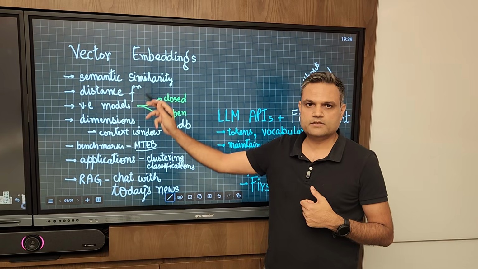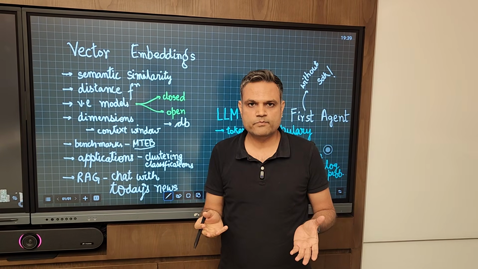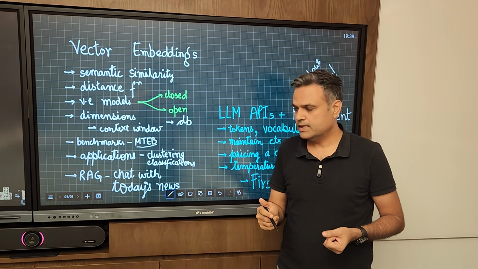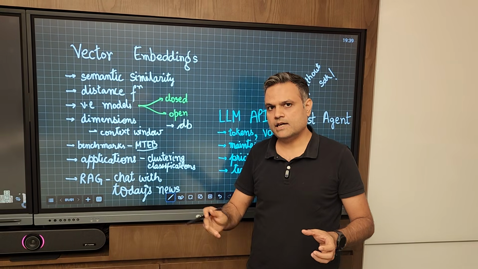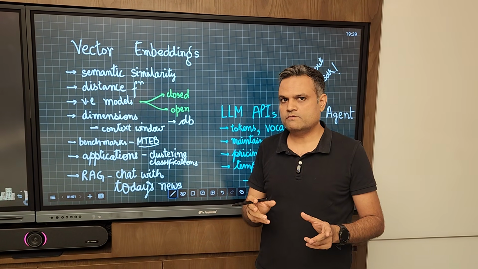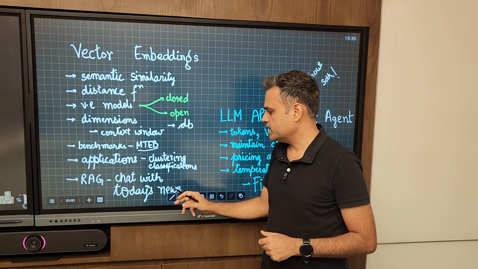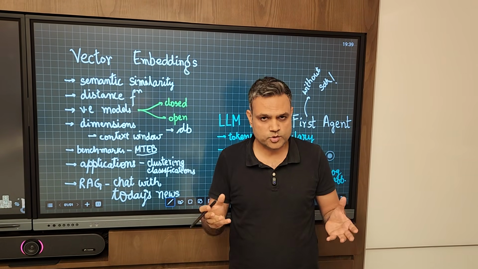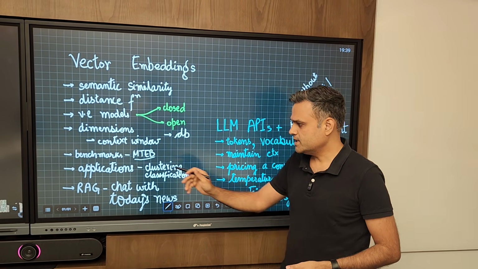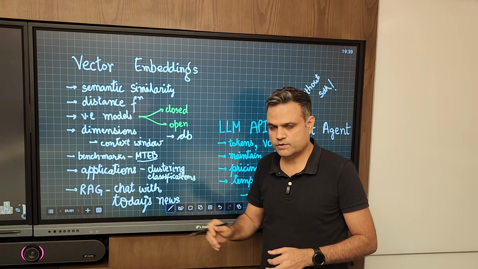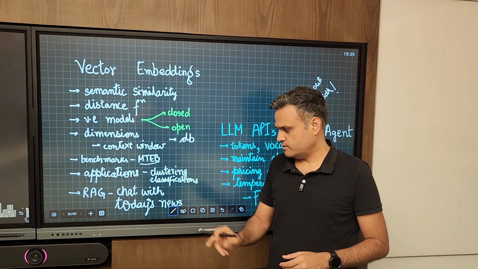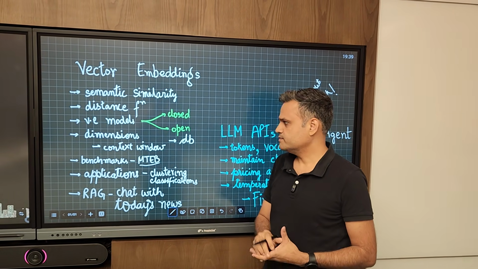Using vector embeddings, we explain why we need RAG, even with the capable LLMs today. And we build a live RAG application. The application that we build is chat with today's news. So we download 10 news articles from today's news, and then we build an application which will answer questions with respect to today's news. All right.